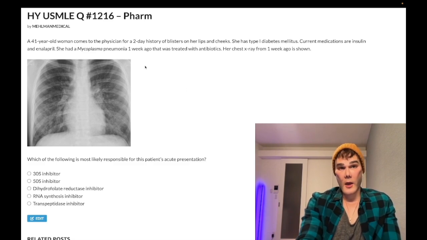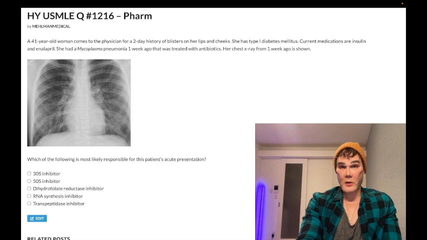So a 41-year-old woman, 2-day history, blisters on her lips and cheeks, type 1 diabetes mellitus, and she's on insulin and enalapril. Mycoplasma pneumonia a week ago, treated with antibiotics, chest x-ray is shown. This is just showing us bilateral interstitial infiltrates, classic for walking pneumonia and atypical pneumonias in general, whether it's mycoplasma, Legionella, chlamydia, etc. But it's not relevant to answer the question, but here's your x-ray, cool.